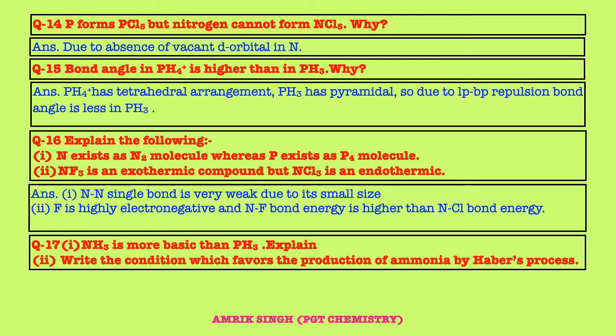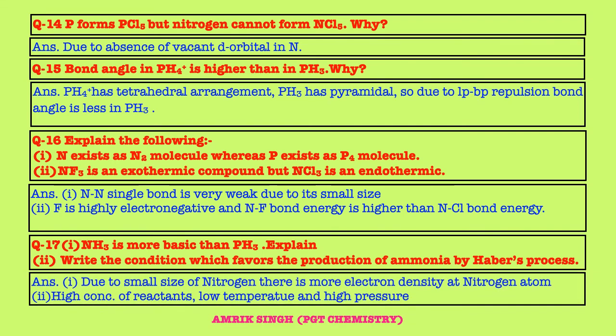Question number 17. NH3 is more basic than PH3. Explain. Write the condition which favor the production of ammonia by Haber process. Answer of question 1. NH3 is more basic than PH3, and the answer is due to small size of nitrogen, there is more electron density at nitrogen atom. Condition for the production of ammonia by Haber process: favorable conditions are high concentration of reactants, low temperature and high pressure.